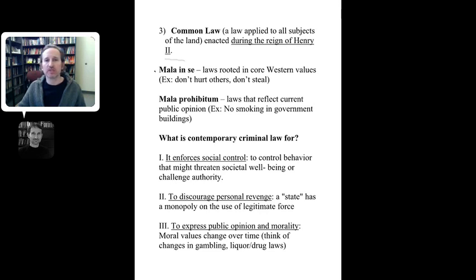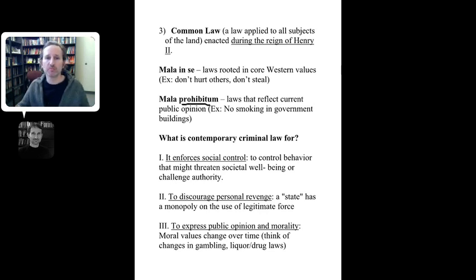Two other concepts in Latin I'd like you to know about. These are good to know in relation to each other. Mala in se versus mala prohibitum. Okay? Mala in se are very strongly held laws. They're rooted in these core Western values. So things like, don't assault each other, don't steal, don't rape. These are laws that are strongly held and very, very consistent over time. Okay, so that's mala in se.